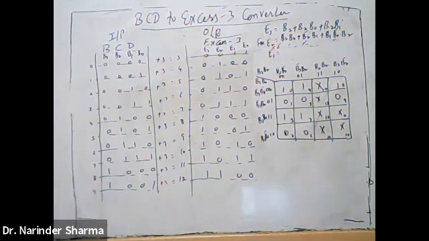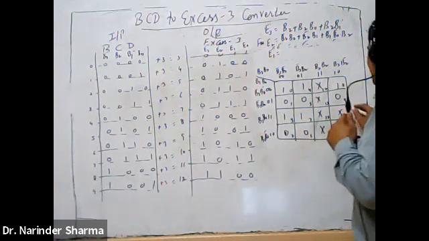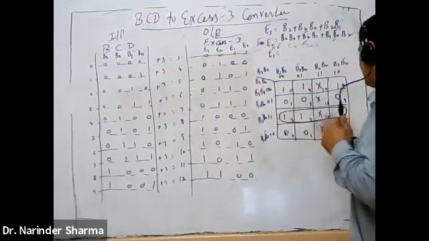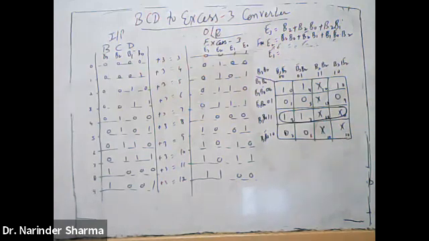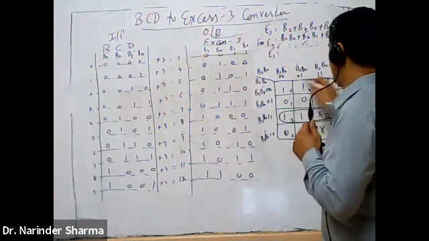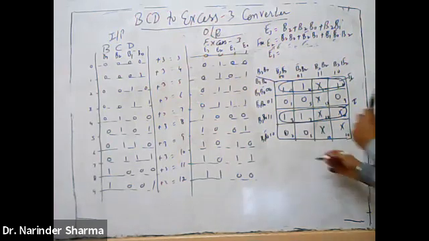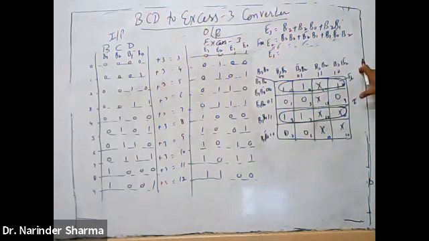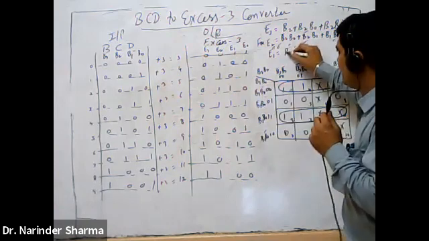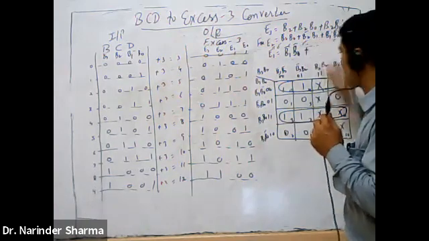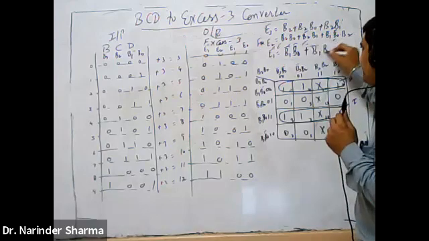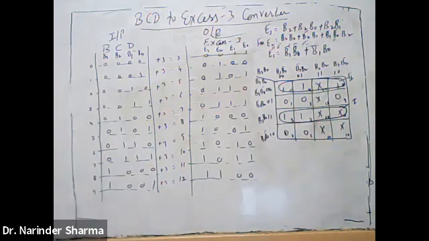Now we will go for the groupings. Here you can see that this would be one quad. This would be another quad. First quad, second quad. So if I write the value of E1, this horizontal will automatically strike out because all are included. Here is only B1 bar, B0 bar. This is B1 bar, B0 bar plus here you will get B1, B0. This is for the E1.